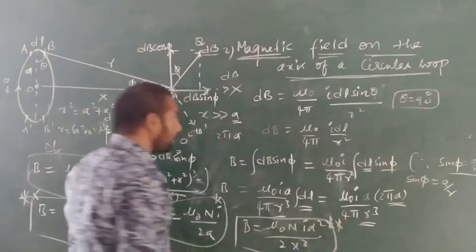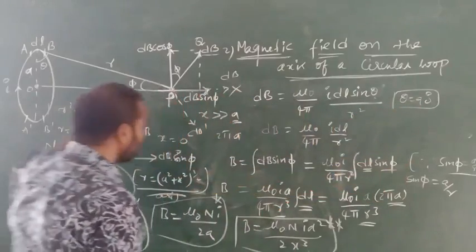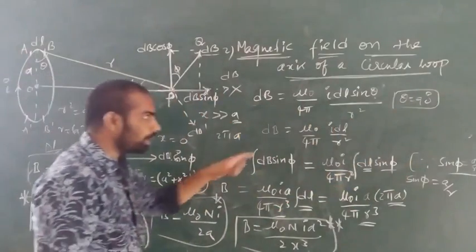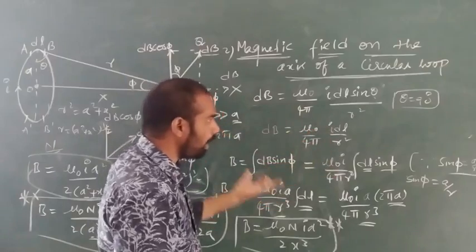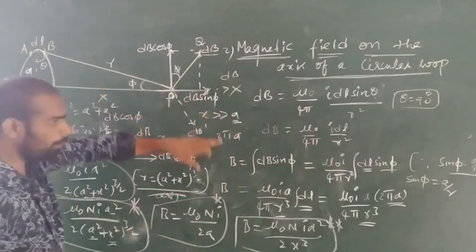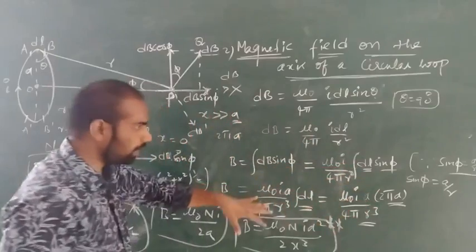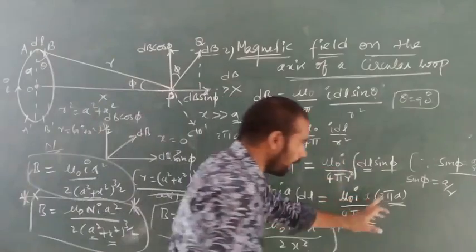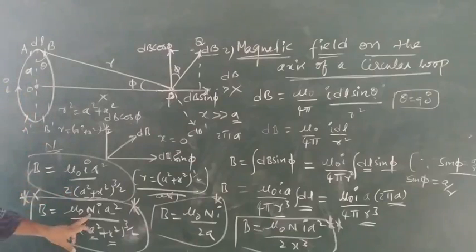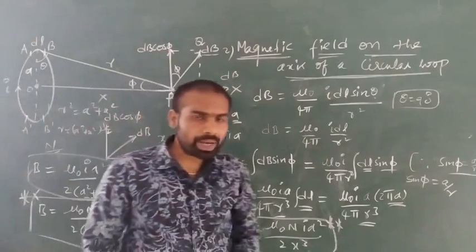Very simple. Start with mu naught by 4 pi I dl sin theta by r square. Theta is equal to 90 degrees because the angle between dl and r is 90 degrees, both are perpendicular. So mu naught by 4 pi I dl by r square. But we are going to find it along the axis, so dB sin phi. Substitute sin phi equal to a by r, and integration of dl is equal to 2 pi a. Substitute that value and at last we will get this value. For N number of turns, we multiply by N. So simple, very simple. This is another application of Biot-Savart law.